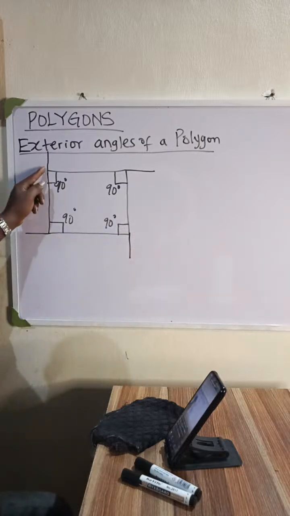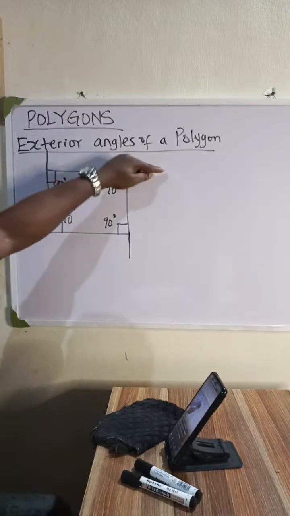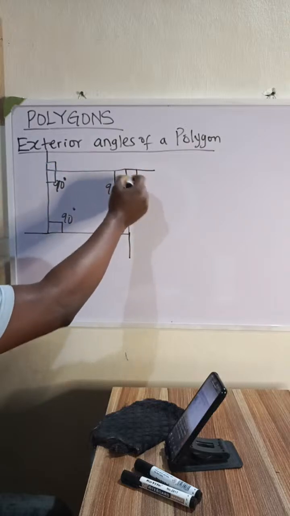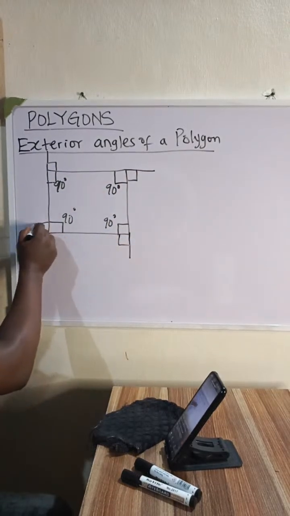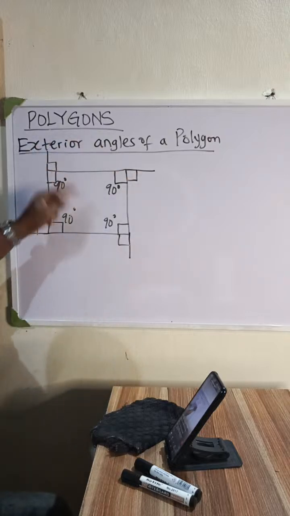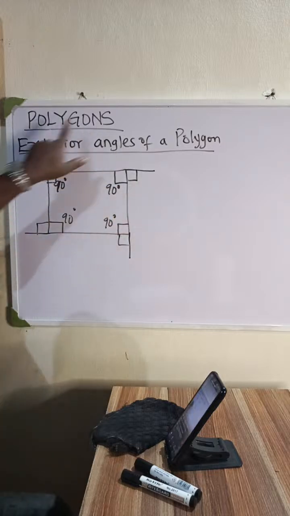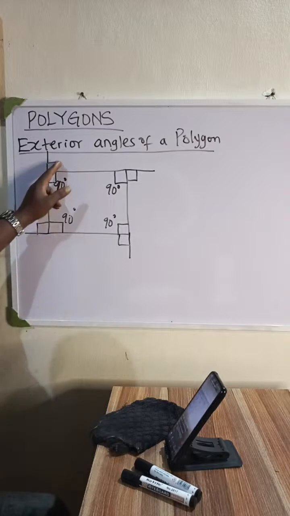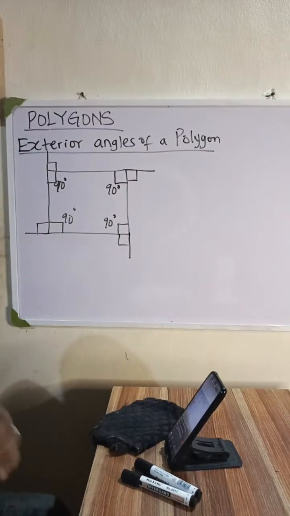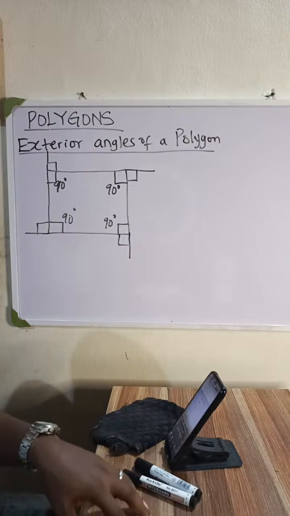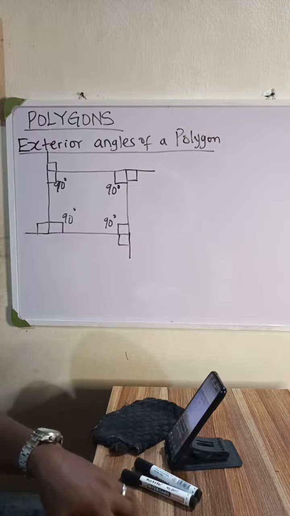Okay, so you can see the pattern. If you go this way, you go this way, you go this way, you go this way. So these angles here are the exterior angles of this polygon. Okay, so it goes in a clockwise direction, or if you want, you can make it in an anti-clockwise direction. But in summary, the sum of exterior angles of a polygon is equal to 360 degrees.